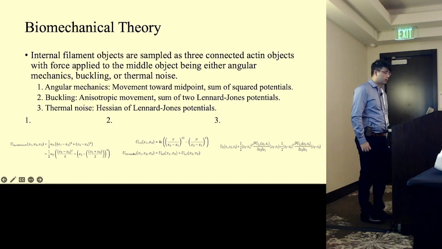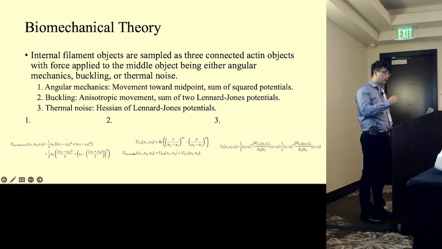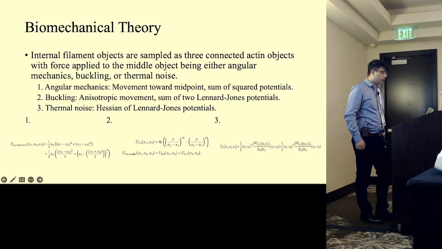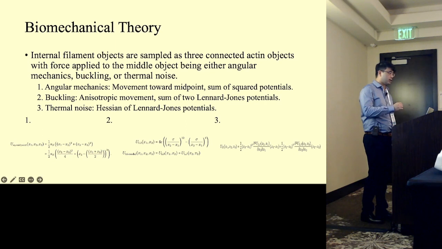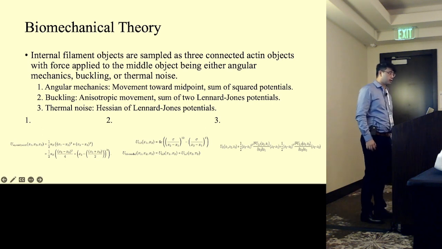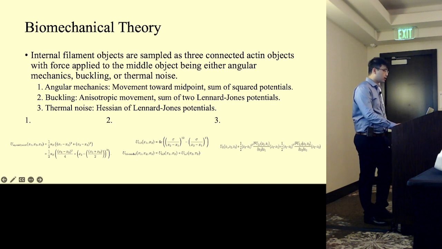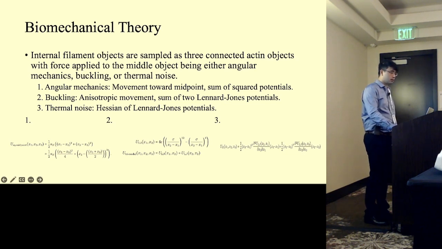For the buckling, the Lennard-Jones potential is shown with a repulsive term and an attractive term, and this causes anisotropic movement because it's optimizing the lengths simultaneously of two potentials within that three-node system. And for thermal noise, this is the Hessian that provides a non-zero force when the gradient is near 0, because it's relying on the curvature of the Lennard-Jones potentials.